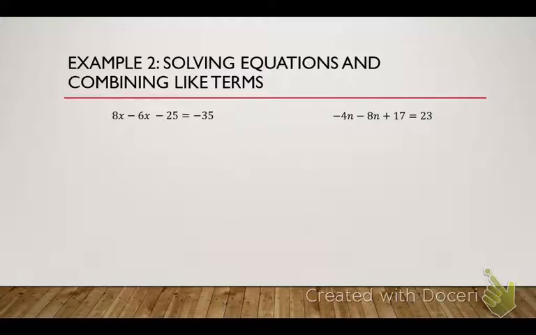Okay, so here's one hint or clue that I might have something to combine. How many terms do you see on the left side of the equation? There are 3 terms, 8x, negative 6x, and negative 25. Anytime you have more than 2 terms, that should set off a little alert that you have something you can combine. Which 2 terms can you combine? 8x minus 6x. So what's 8x minus 6x? 2x minus 25 equals negative 35.